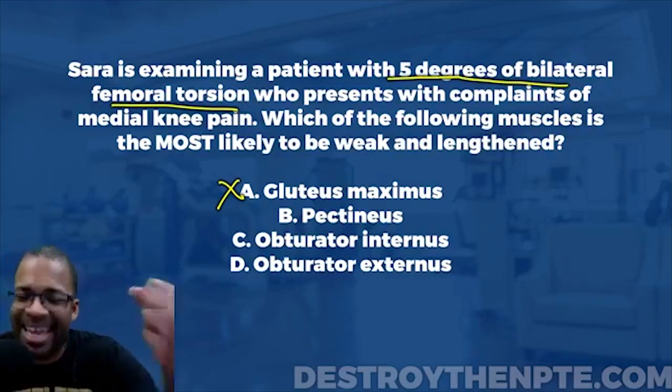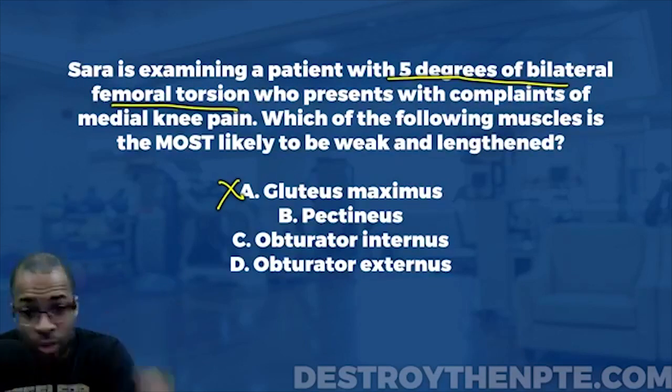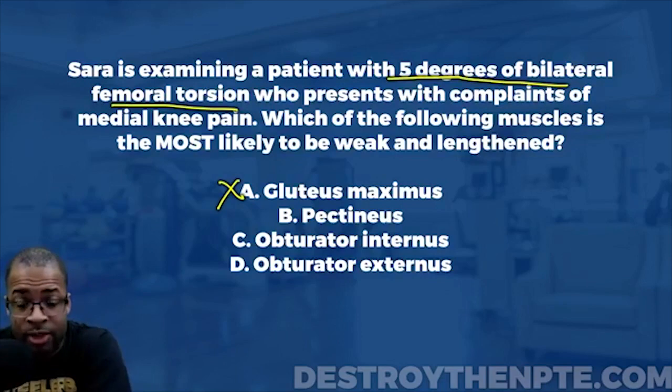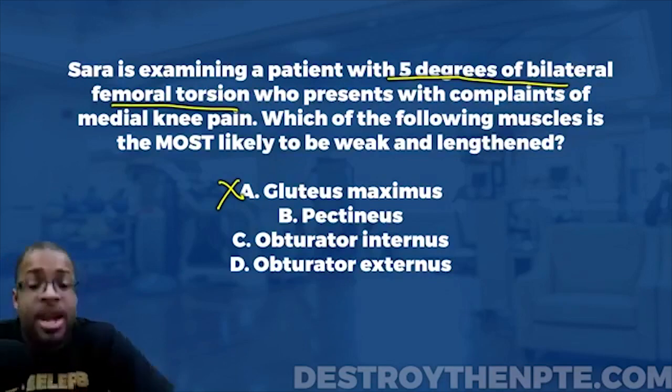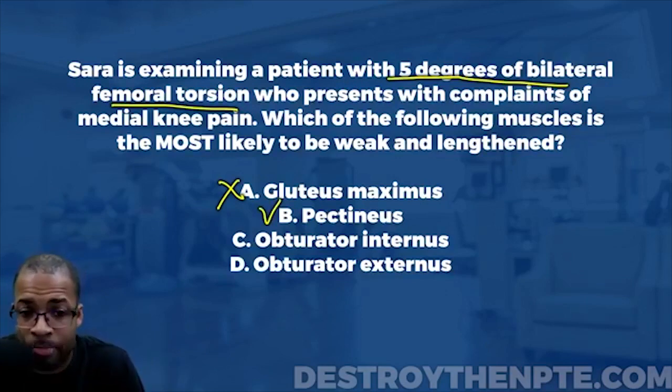Lengthened, right? Exactly. And so the Pectineus is the right answer here. It seems like it's the right answer because it is going to be a lengthened muscle. It's an internal rotator. It's going to be lengthened. Therefore, I like B. Doesn't mean it's the right answer right now, but potentially it could be our final answer.